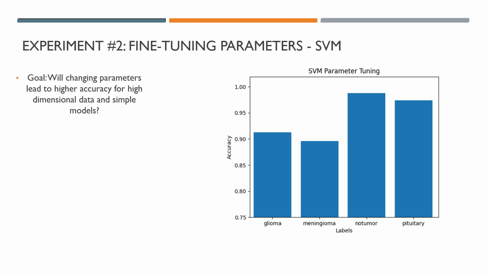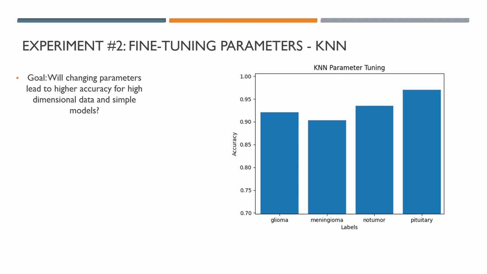Next, I want to cover the fine-tuning of parameters for SVM and the k-nearest neighbors. For this, I used grid search and played with the parameters for the C values to determine if that accuracy would change any higher, using the previous claim that specialized models work better than the standard models. And that accuracy is displayed here. And I have the same thing here for k-nearest neighbors.